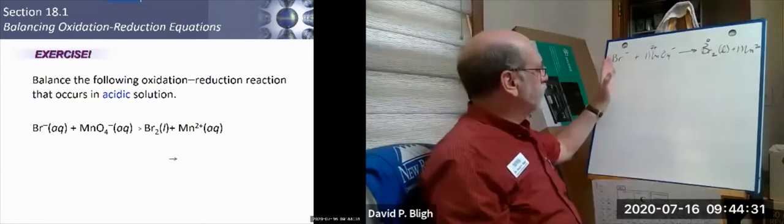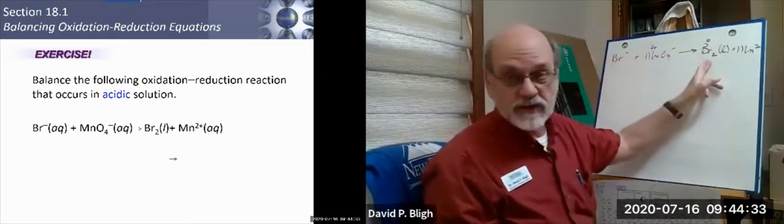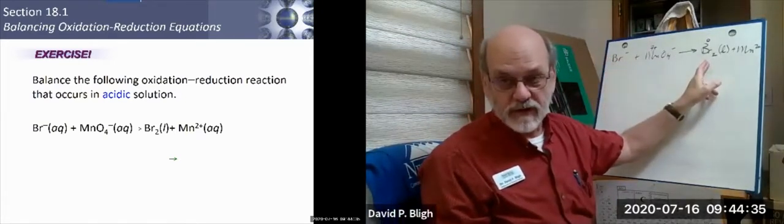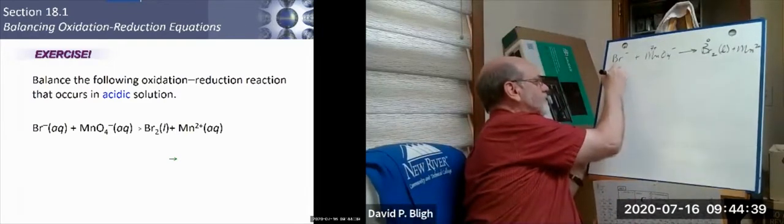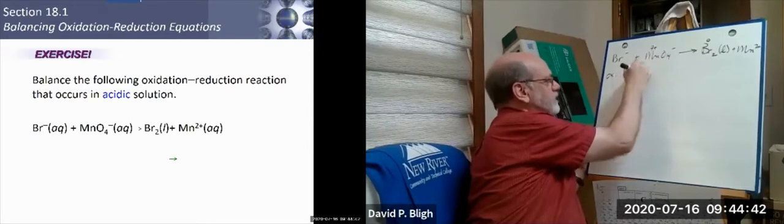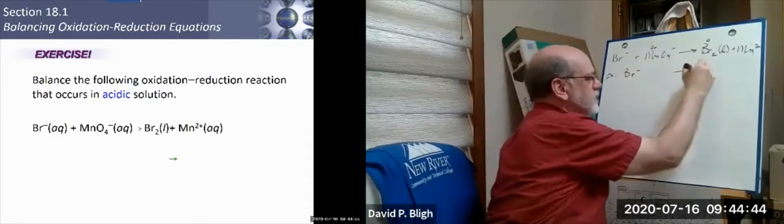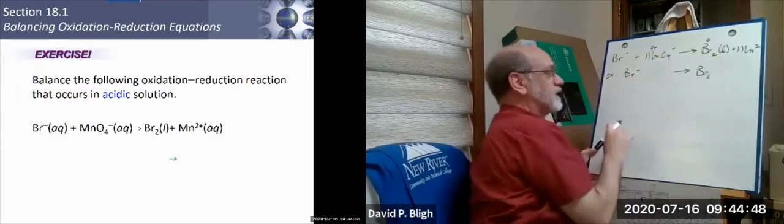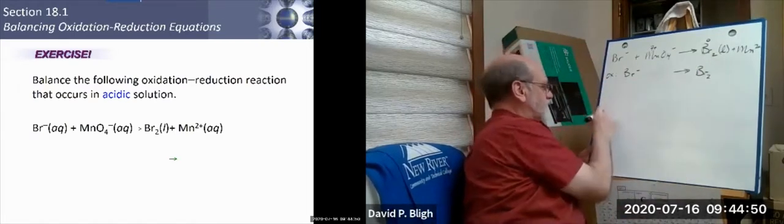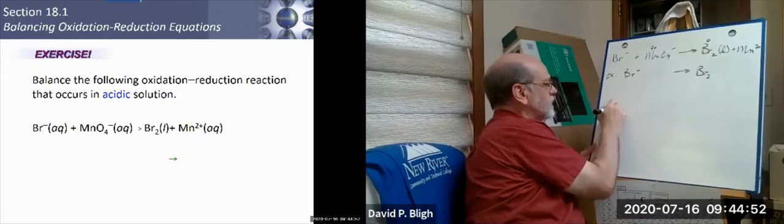We know that this one went from -1 to 0, which means it lost an electron. This is the oxidation reaction. So bromide to bromine here is our oxidation. Reduction then would be the other one.